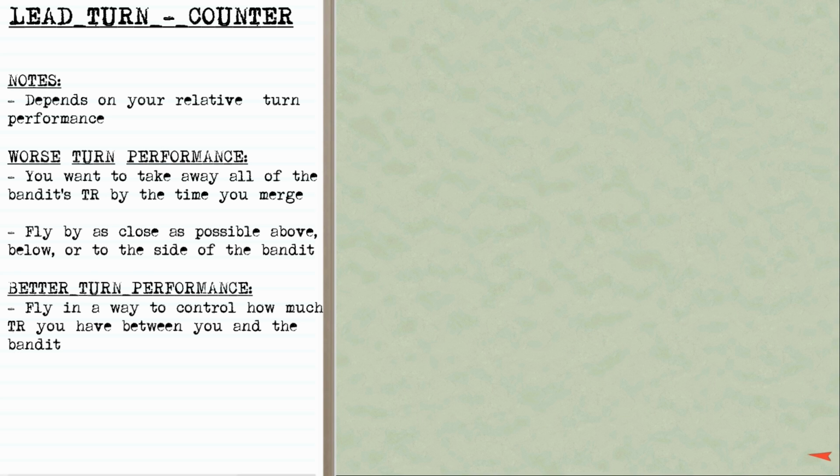If you want to counter someone's lead turn against you, how you react depends on your relative turn performance. If you have worse turn performance, you want to take away all of the bandit's turning room by the time you merge. So this means you're going to fly by as close as possible to be above, below, or to the side of the bandit. If you have better turn performance though, you're at the liberty to fly in a way to control how much turning room you have between you and the bandit.